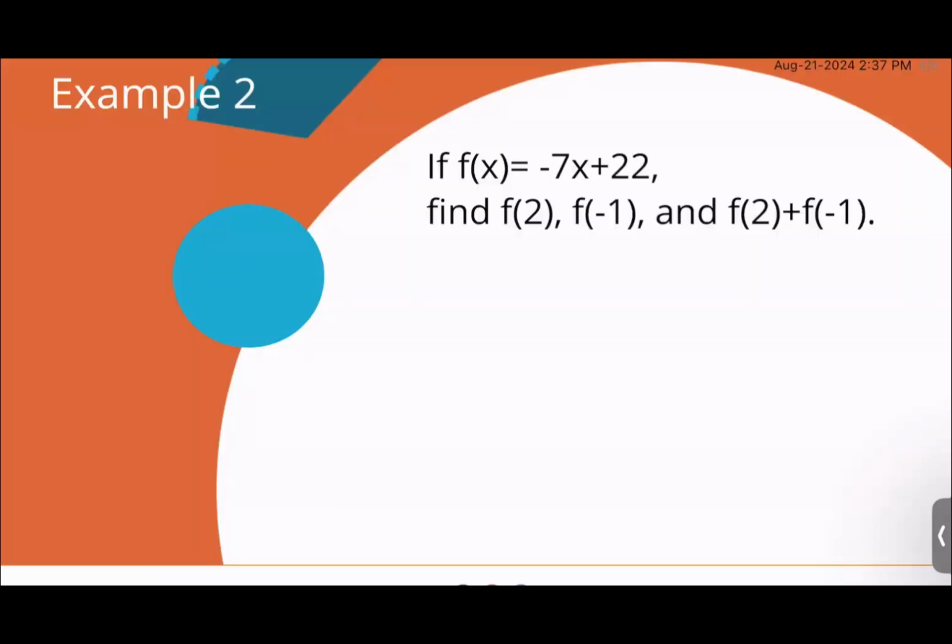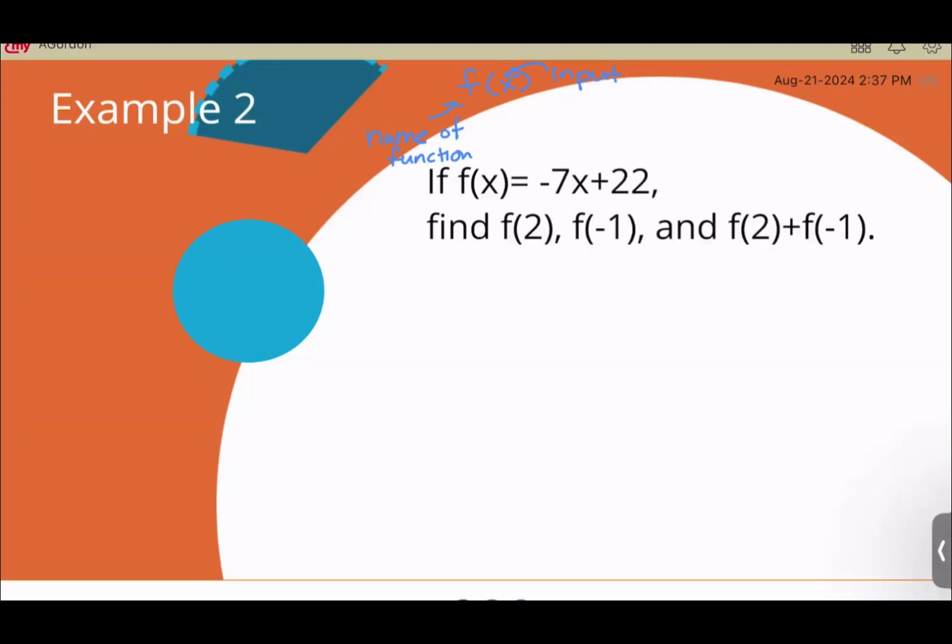Next, let's practice evaluating functions. If we are given a function rule like f of x, here f of x is function notation. So f is the name of the function, x is the input, and f of x is the same as y. So f of x equals negative 7x plus 22 means the same thing as y equals negative 7x plus 22.